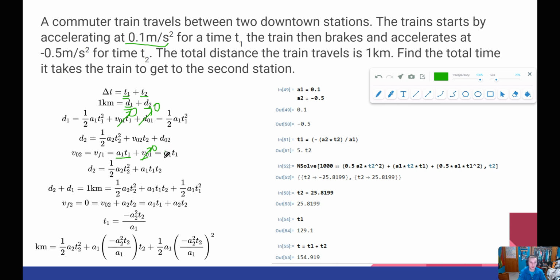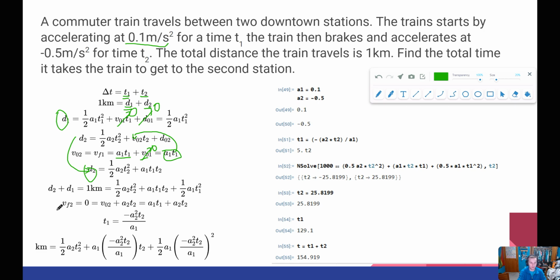So we just get a1 t1, and you can then plug that in back up here. So then we end up down here with that plugged in. So then what we do is we have d2 plus d1 is equal to 1 kilometer, which is equal to our expression here and our expression right here. And you just combine the two.